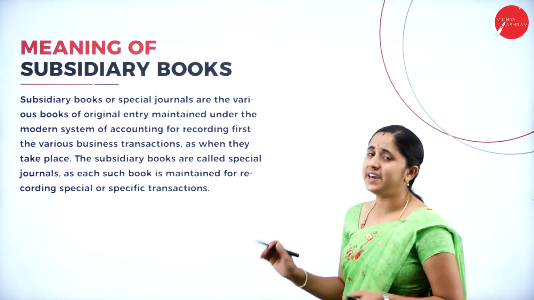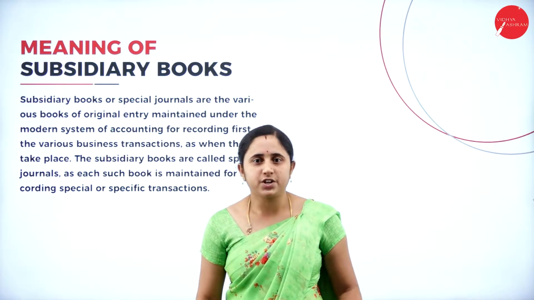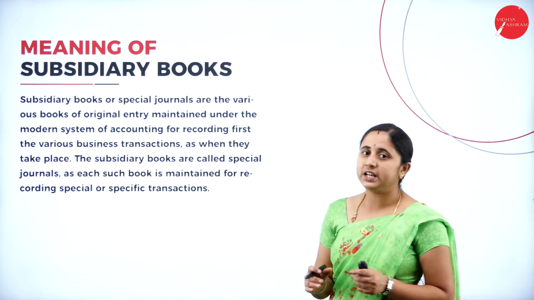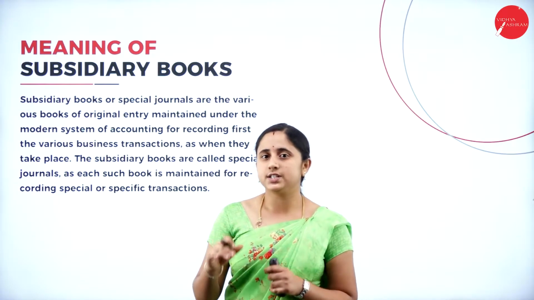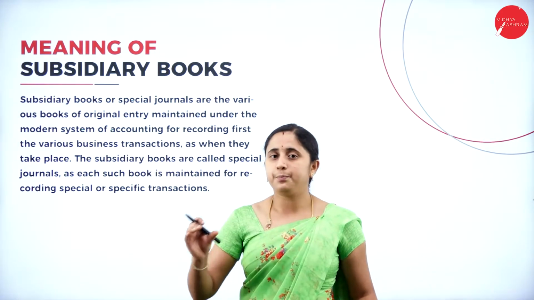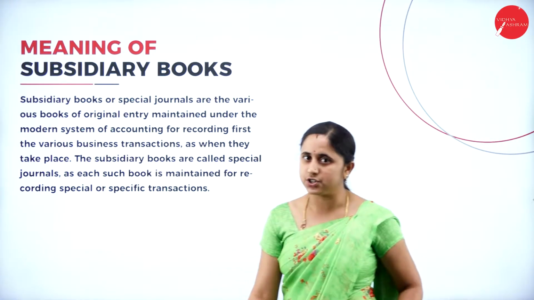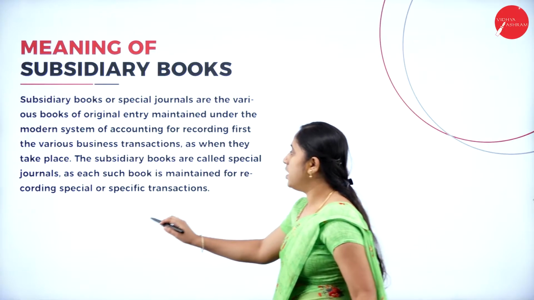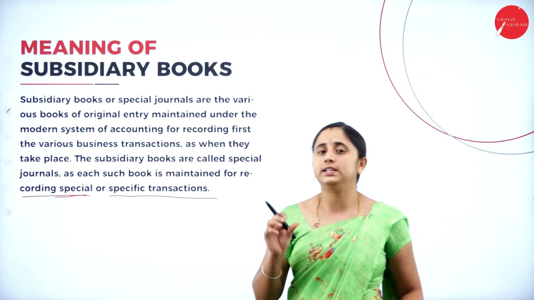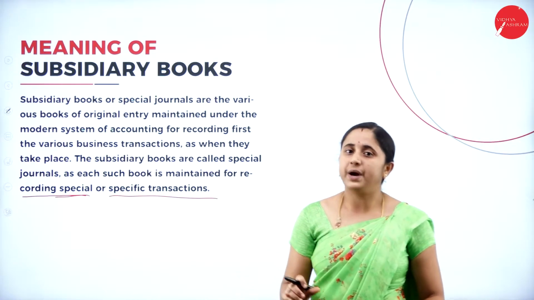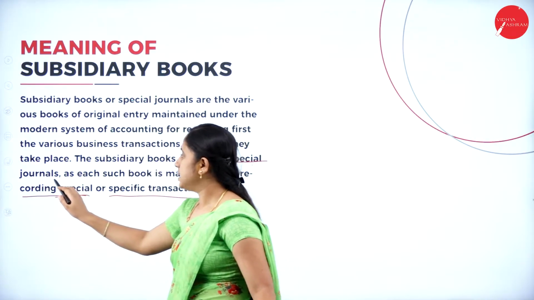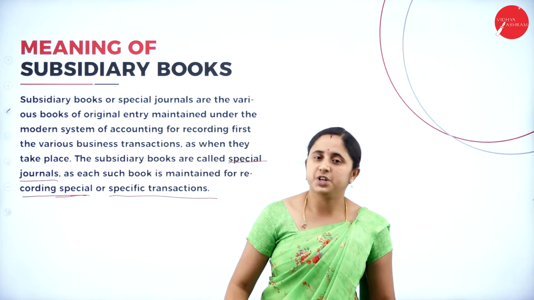So here it helps to record all the transactions in a particular account. Like in journal entry, we record all the transactions in a single book, but in subsidiary book, we maintain a separate book for a particular or specific transaction. So here, you will record special or specific transactions. You will record only the specific transaction in a particular book. It is also called special journal. Subsidiary book is also called a special journal.